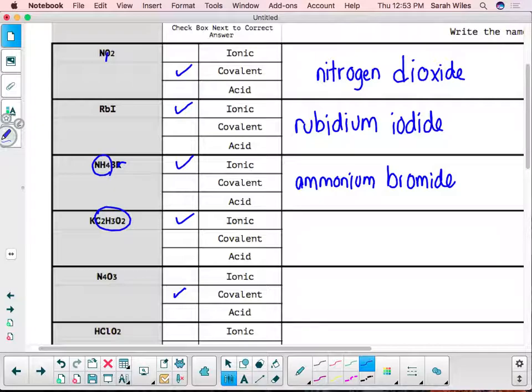K is potassium. C2H3O2 is on your polyatomic ion sheet. It's acetate. If the polyatomic ion is the anion, you do not change the last name. So it's potassium acetate.